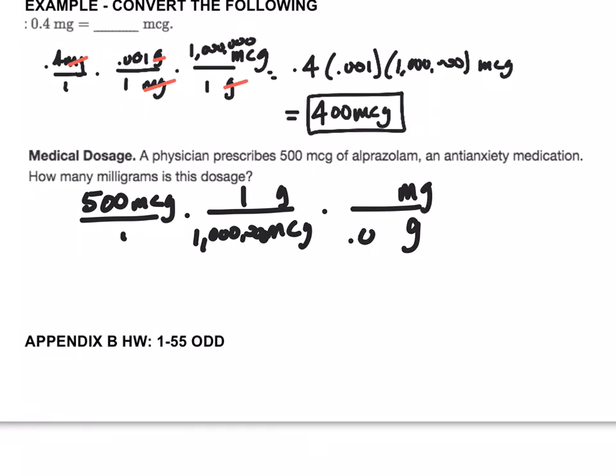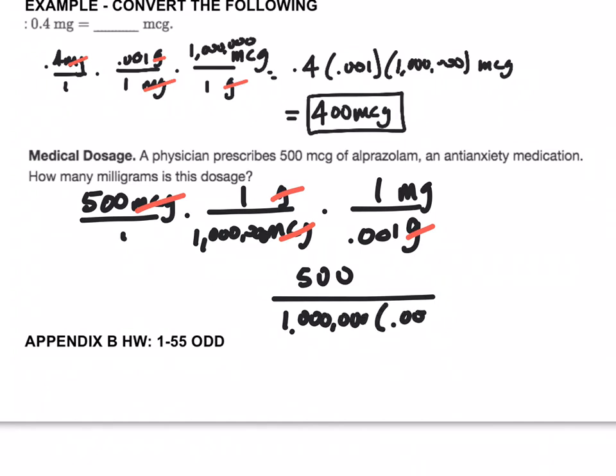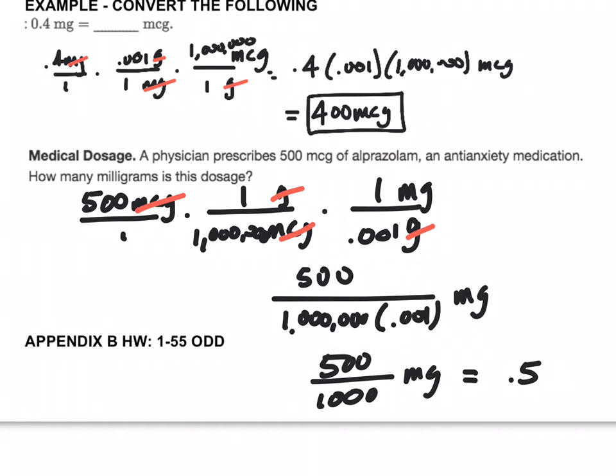And I have 0.001 grams per 1 milligram. Let's take a look at what divides out. The micrograms divide out, the grams divide out. So you're left with 500 over 1 million times 0.001, and this is going to be milligrams. Let's multiply 1 million times 0.001, and that gives me 1,000. So I end up with 500 over 1,000, and that's milligrams. 500 divided by 1,000 gives me 0.5 milligrams.